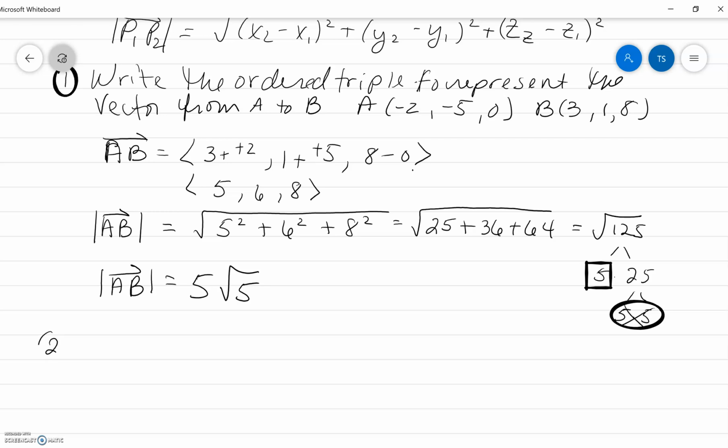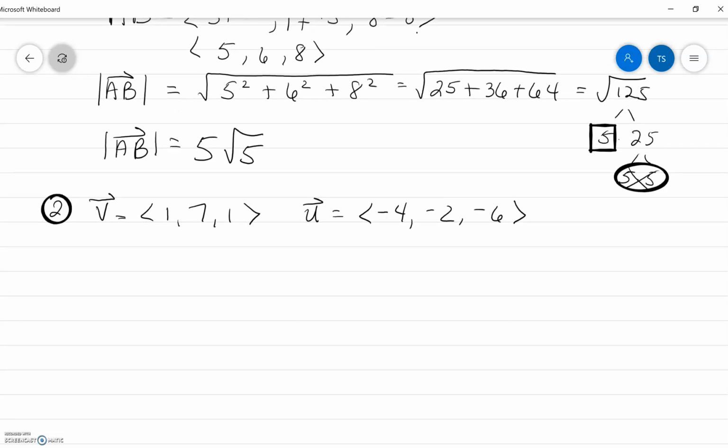Example 2. Here we have 2 vectors. Here's vector V with ordered triple 1, 7, 1, and vector U with ordered triple -4, -2, -6. Okay, what are we going to do with this? Well, we're going to do some vector operations. We're going to find 4 times vector V plus vector U.